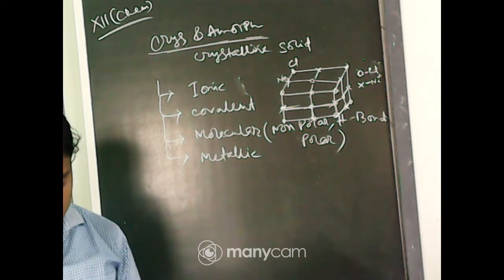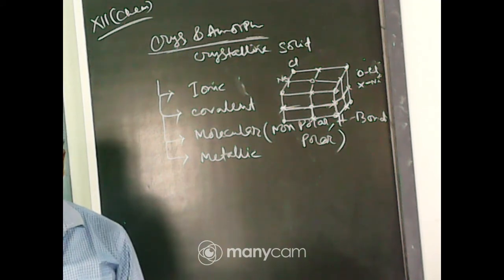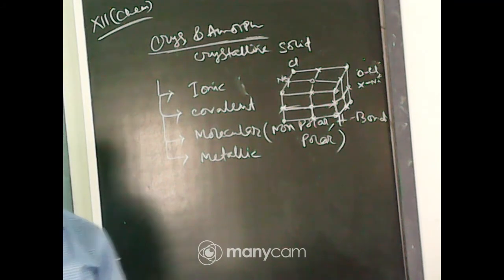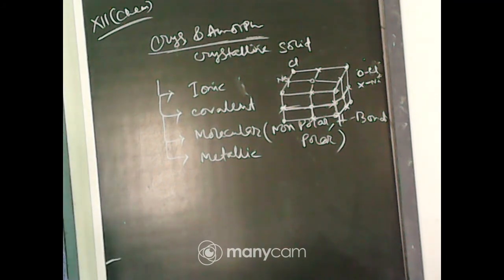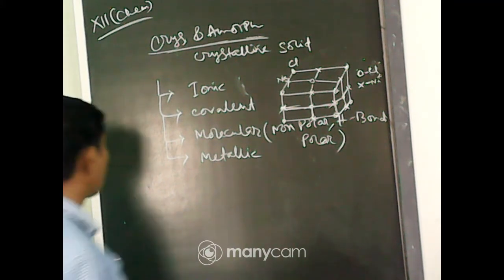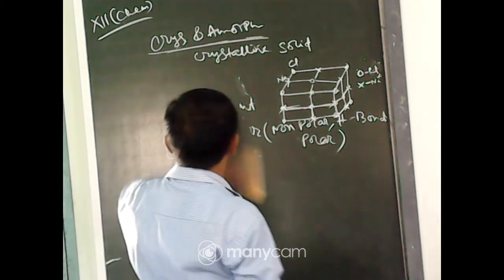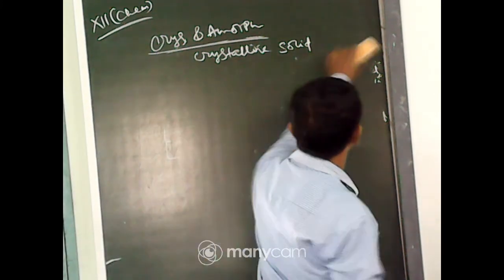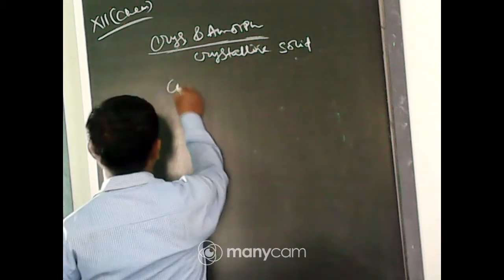Ionic solids are generally dissolved in water, it is true, and they participate in the ionic reactions which take place in the aqueous solution. These are the physical characteristics of ionic solids. Next one is about covalent solids.